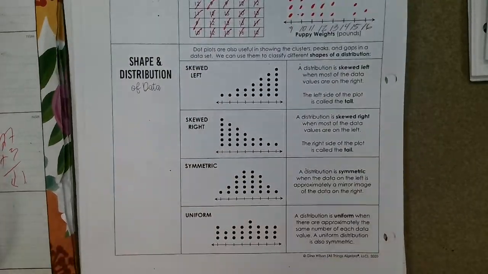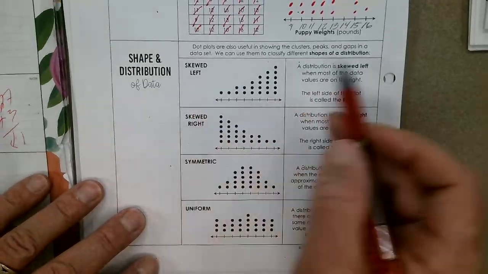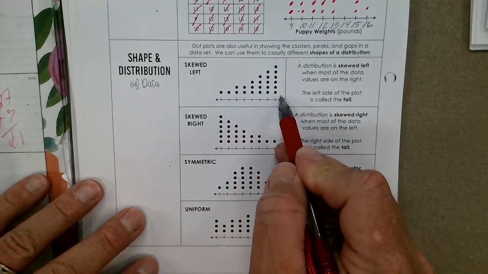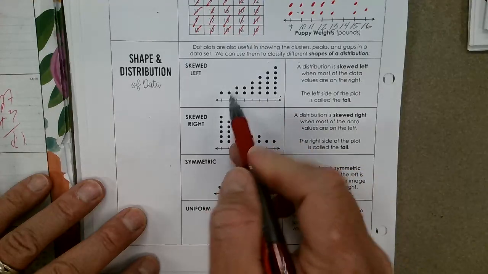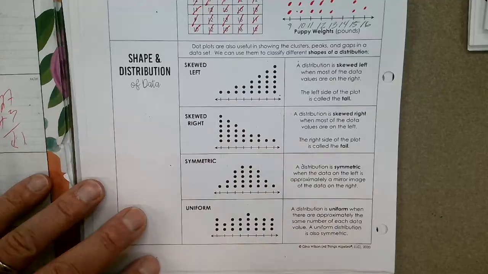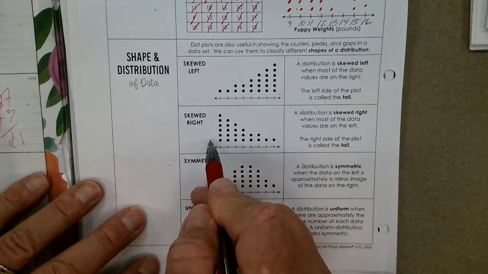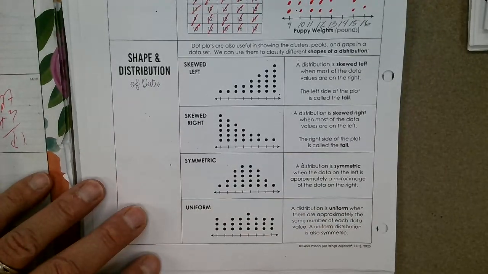This is important. First one up, skewed left. Skewed left means there's more data to the right, and you can see that. Here's more data, so it's skewed left. That means the left has less data. Skewed right means that there's more data to the left and less data to the right.